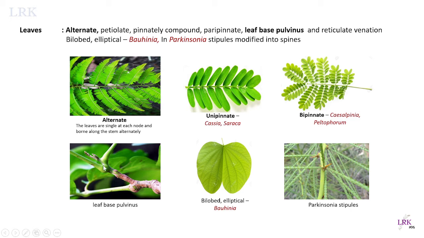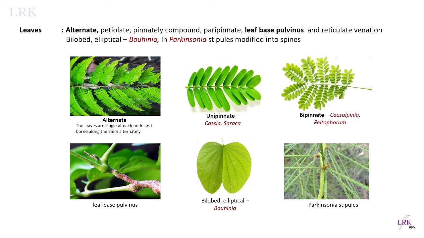You can see here the leaf base is swollen. Okay, so this swollen leaf base is seen in the Leguminosae family. Okay, so they have pulvinous leaf base, and the venation is reticulate venation. You all know that all the dicotyledons have reticulate venation with very few exceptions.